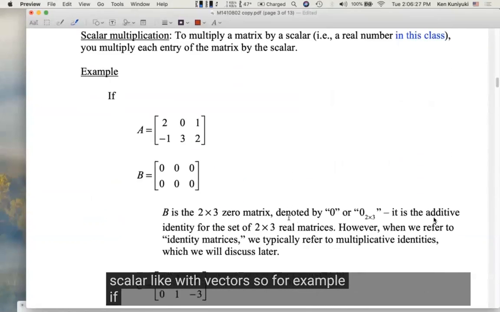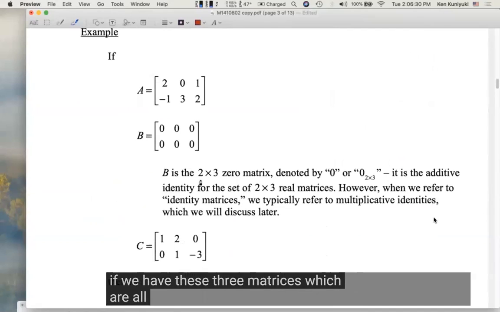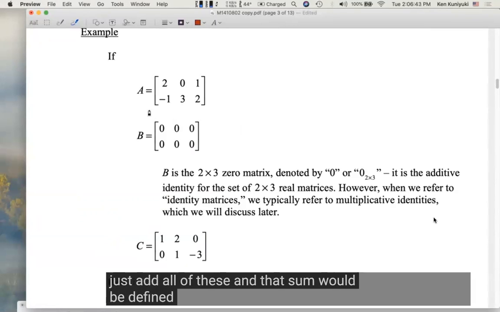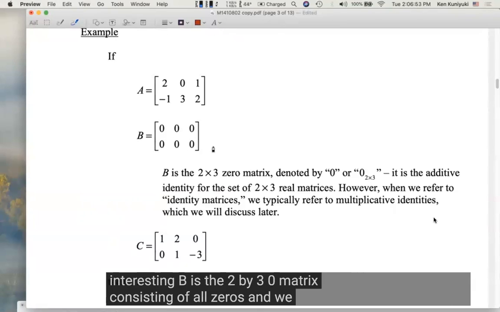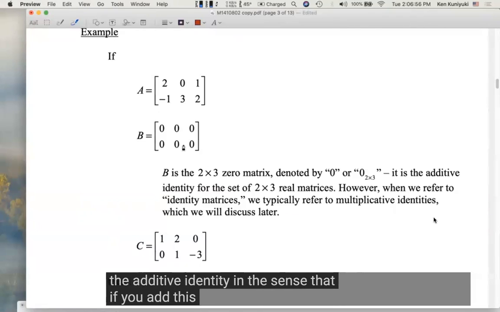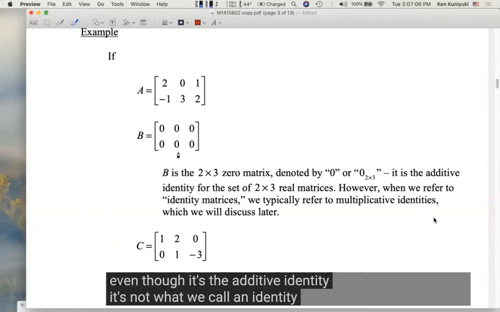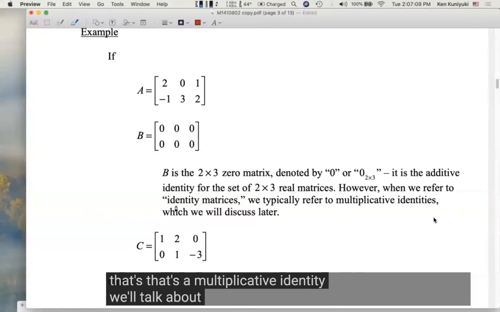So for example, if we have these three matrices, which are all 2 by 3, 2 rows and 3 columns, right off the bat we could just add all of these, and that sum would be defined. Now notice here, B is interesting. B is the 2 by 3 zero matrix consisting of all zeros. It's the additive identity in the sense that if you add this matrix to any other 2 by 3 matrix, you get that other matrix. However, even though it's the additive identity, it's not what we call an identity matrix. That's a multiplicative identity. We'll talk about those later. They look different.